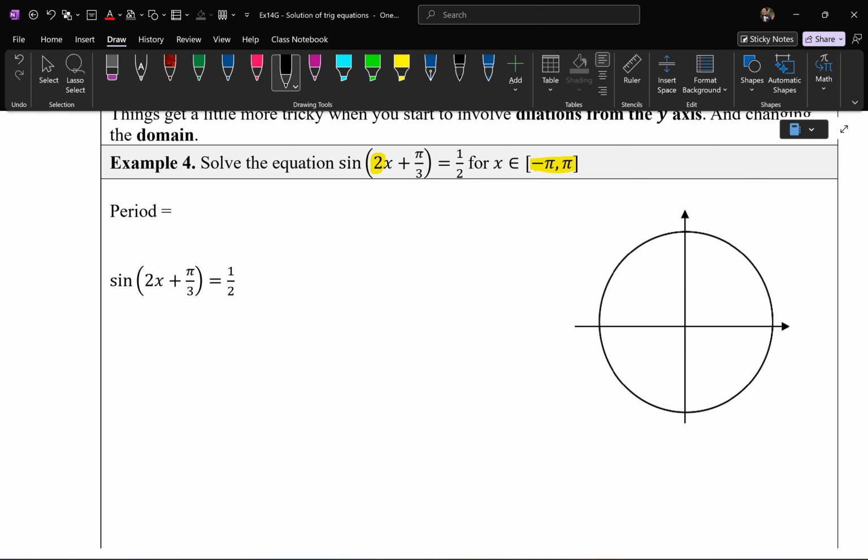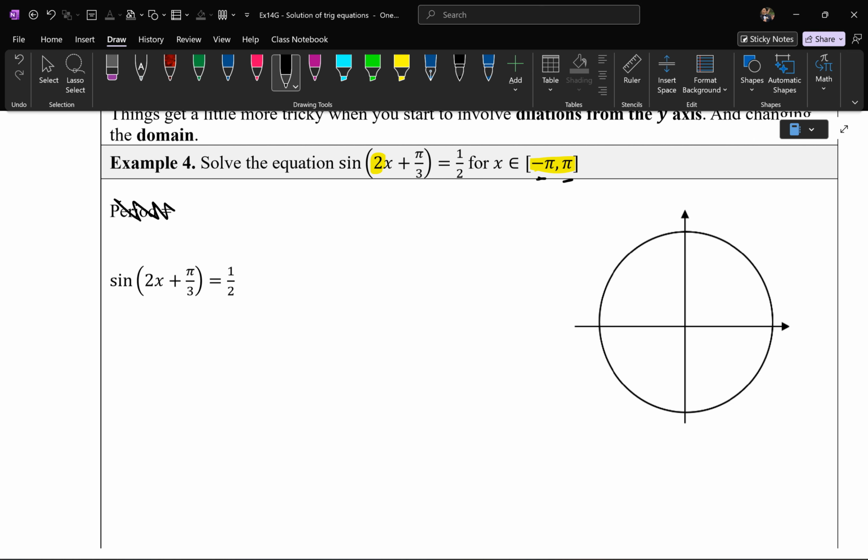Let's break it all apart. Same thing again. Okay? Don't worry about the period. I haven't taught you guys period yet. You don't need to know that for now. Let's think about this. Negative pi to pi. Okay, forget about the period. I'm going to show you a different technique and you can still solve it.